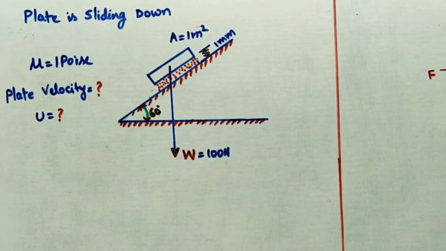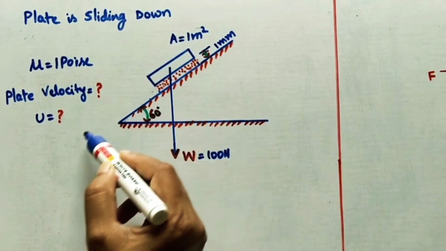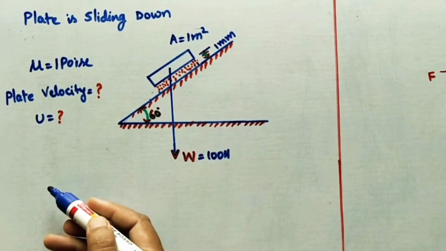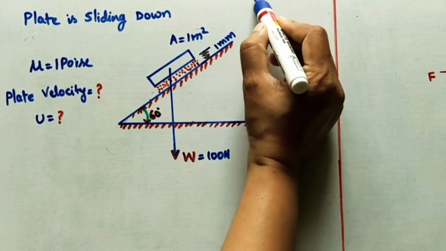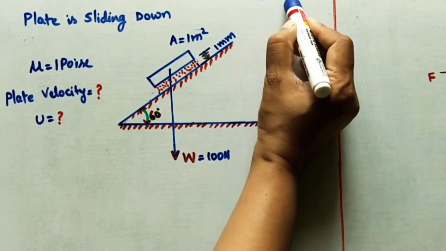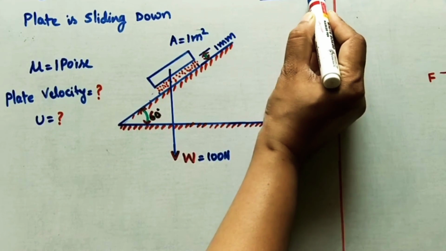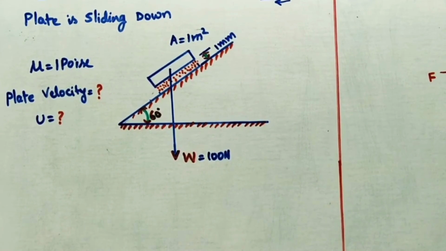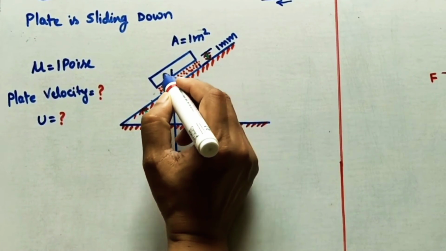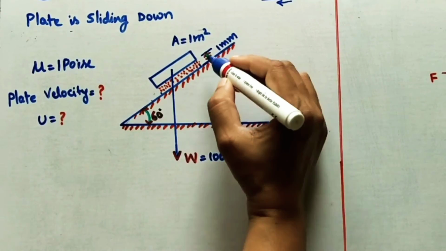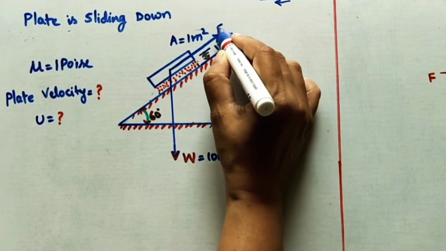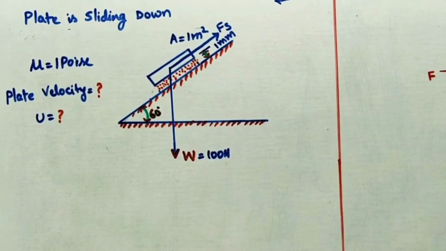So here if the object is moving down, shear force or shear stress is acting opposite to the movement of the plate. Always remember, if any object is moving in one direction, let us assume, shear stress is always acting opposite to it. Similarly here this is moving downward, it is sliding down, so shear force or shear stress is acting in this direction. I am taking the shear force as Fs.